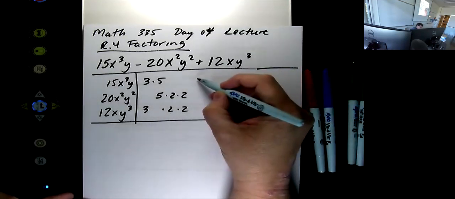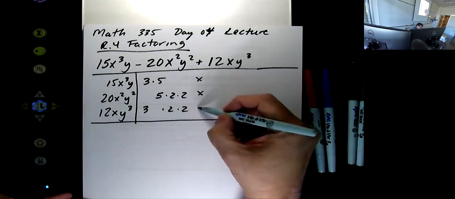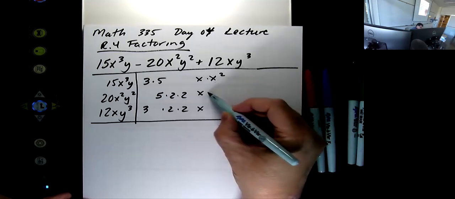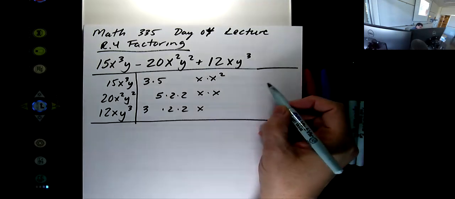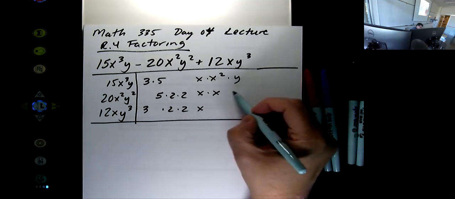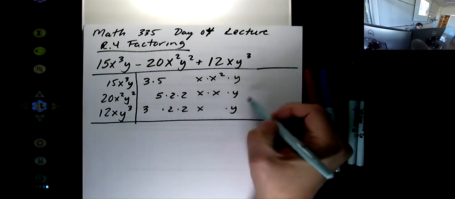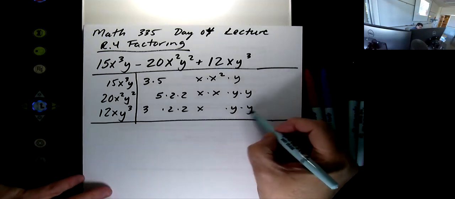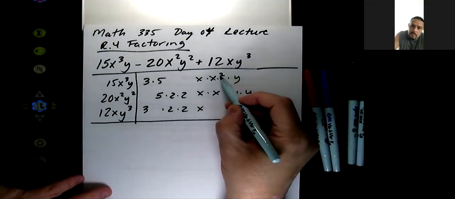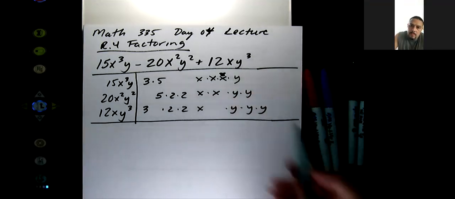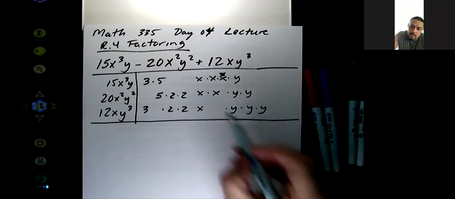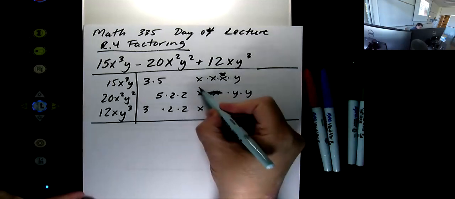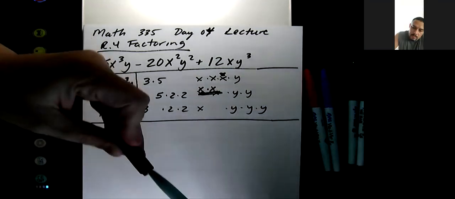And then it looks like they all have an x. This one has 2 more x's. This one has 1 more x. Then they all have a y. This one has 1 more y. And this one has a y squared. I should do that as two columns for x. Line it out a little bit better. x and x. There we go.